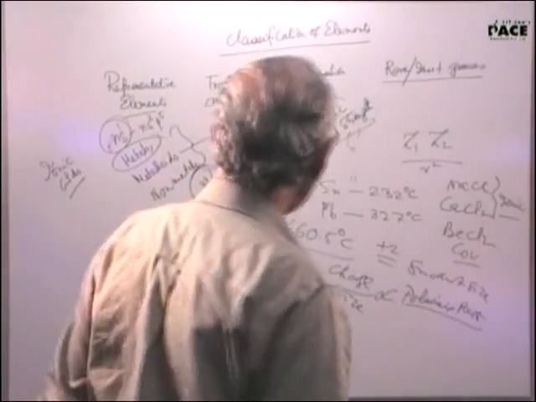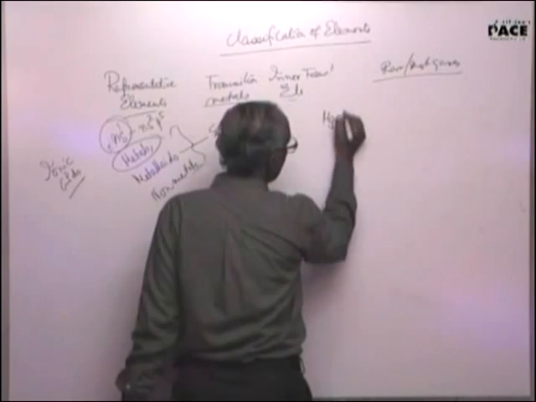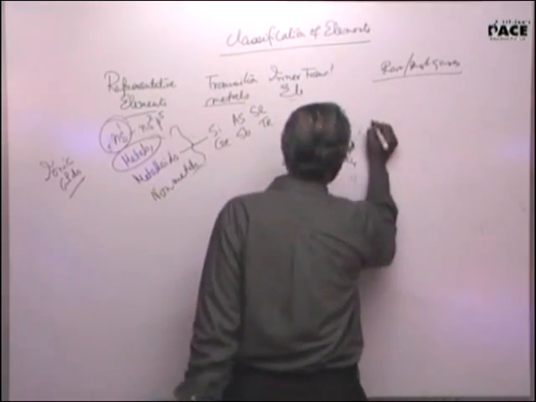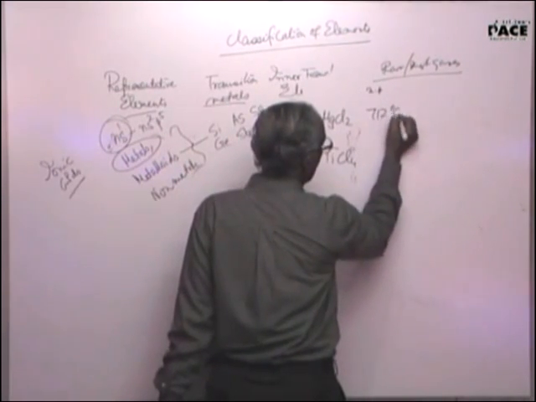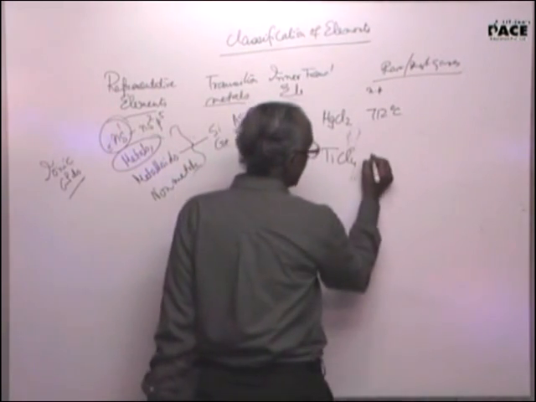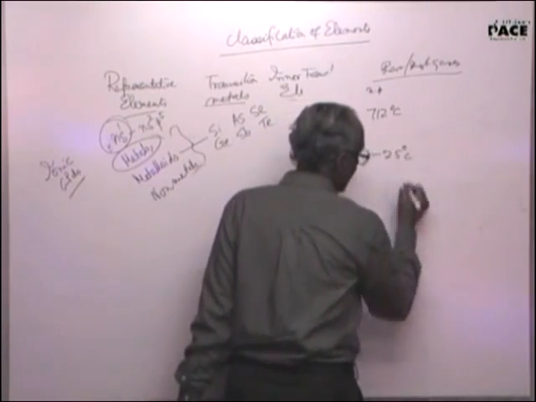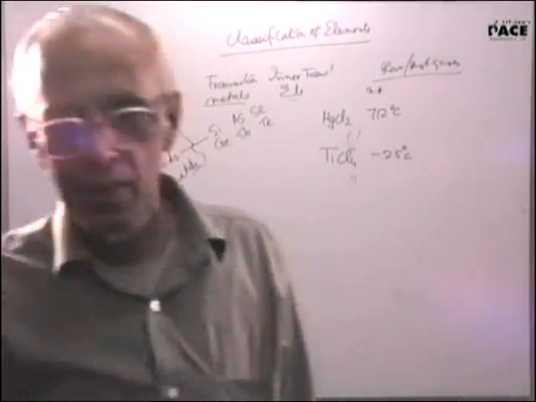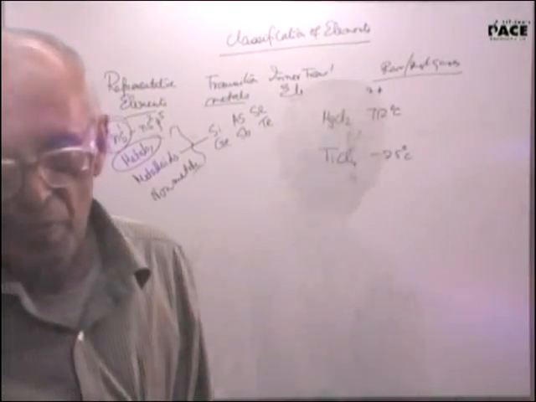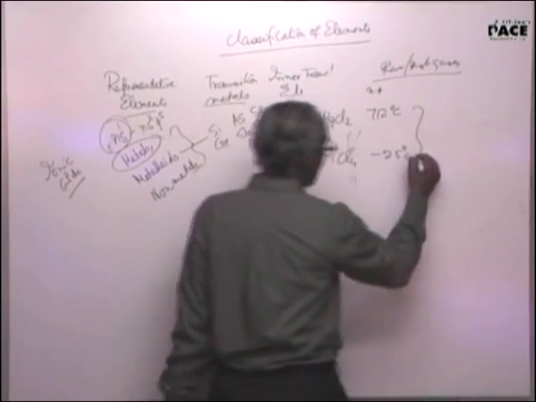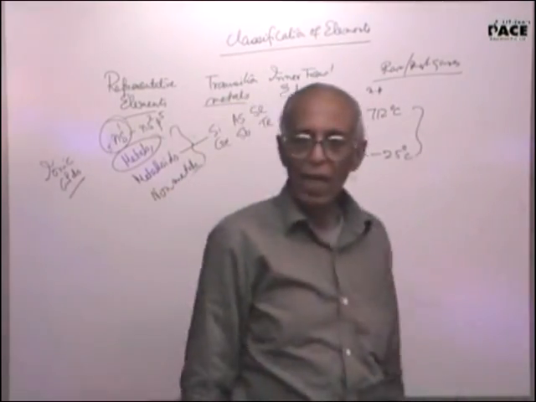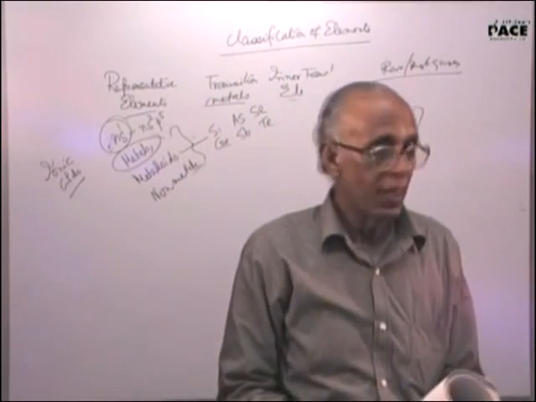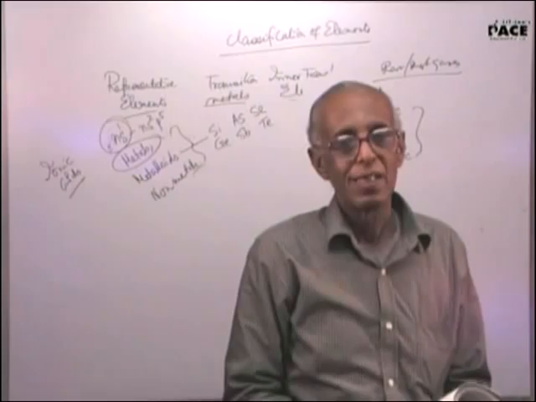For example, I will tell you, magnesium chloride and titanium tetrachloride. Magnesium chloride melts at 712 degrees Celsius. Titanium tetrachloride melts at -25 degrees. That indicates titanium tetrachloride is a liquid, magnesium chloride is a solid. What is responsible for such a large difference in the melting point?